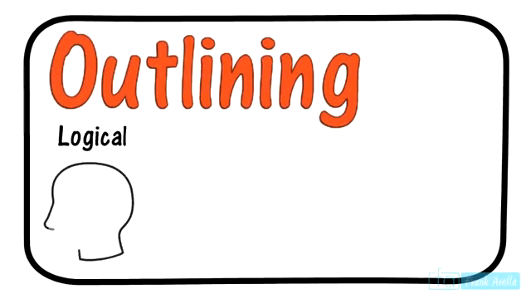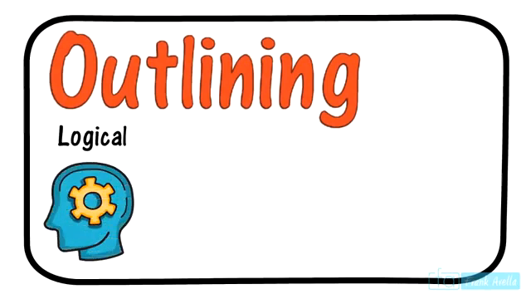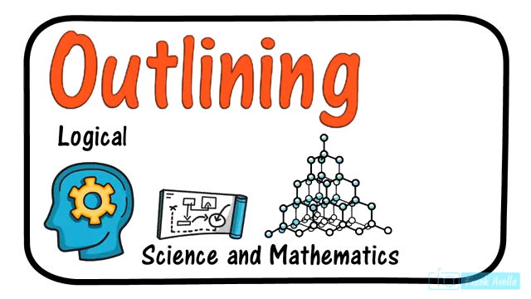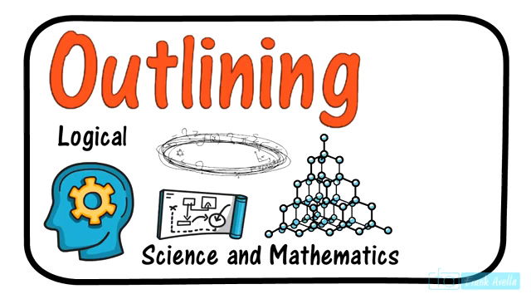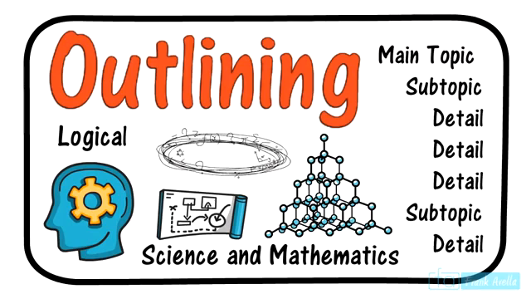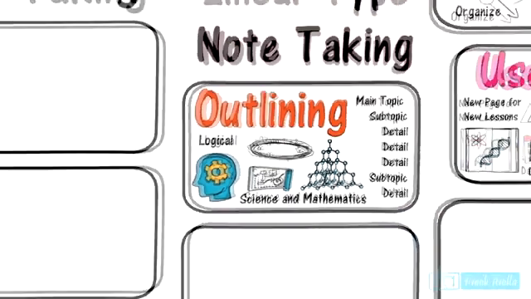Outlining is all about breaking down information into a logical format and sequence. Information is broken down from one idea to the next most relatable idea. Outlining is often used in science and mathematics courses. Here's an example of what it should look like. You have a main topic, then a subtopic, followed by detail after detail, another subtopic, then detail after detail.